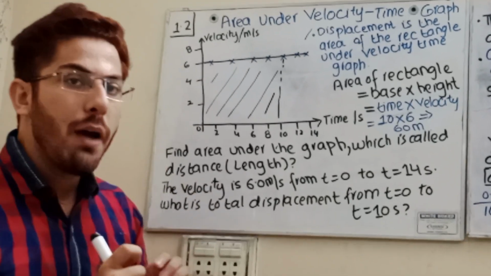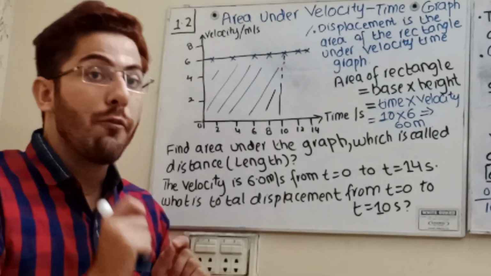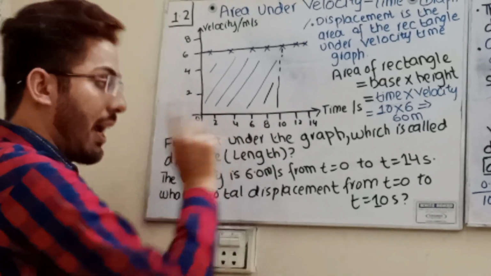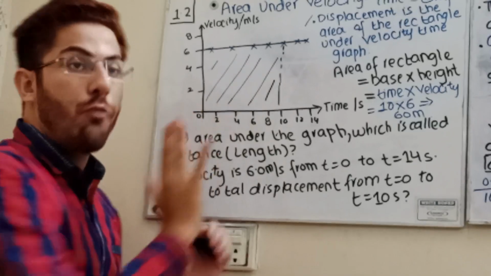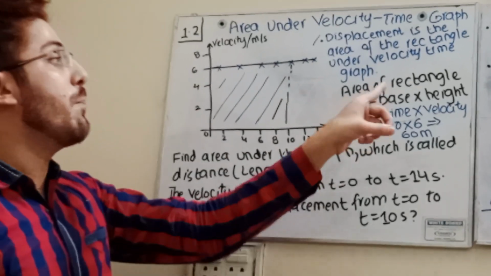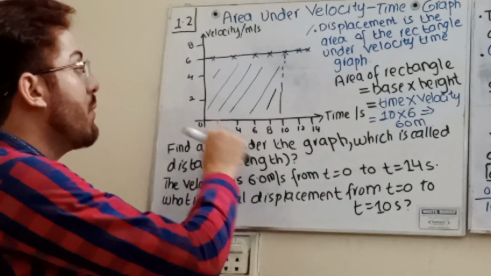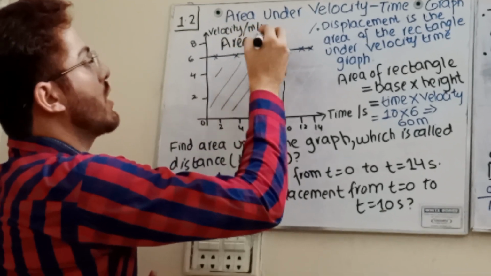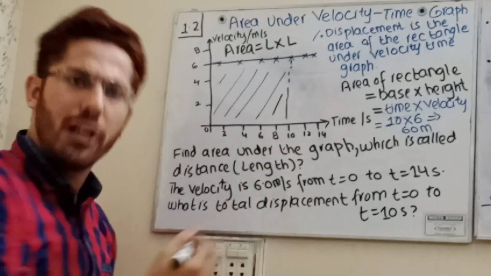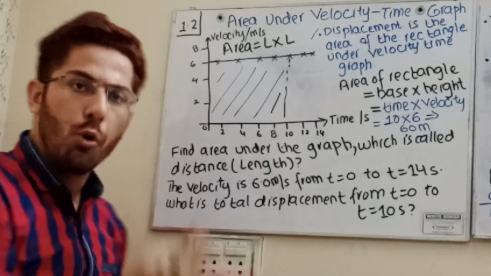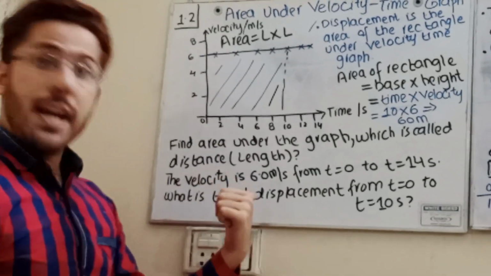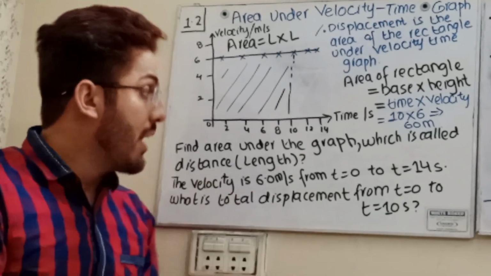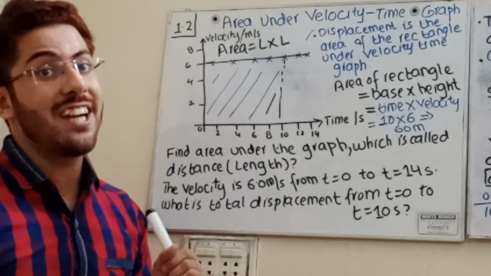Always see which formula you are going to apply. This is definitely a rectangle, so we apply the formula of the rectangle: area means base times height. If you are given a square, you apply area of square equals length times length, since in a square both lengths are equal. And if the shape is a trapezium, you apply the formula of the trapezium: half the sum of parallel sides multiplied by height.